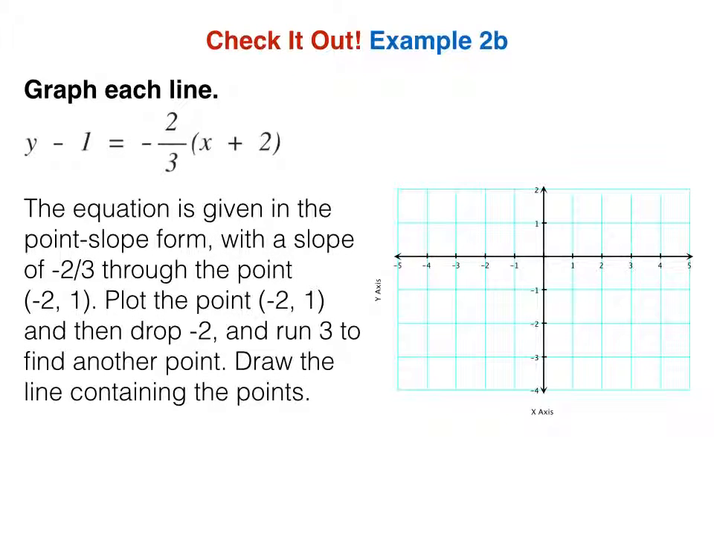The equation is given in the point-slope form with a slope of negative 2/3 through the point (-2, 1). So we plot the point (-2, 1), and then we drop down 2 and run 3 to find another point. Draw the line containing the points.